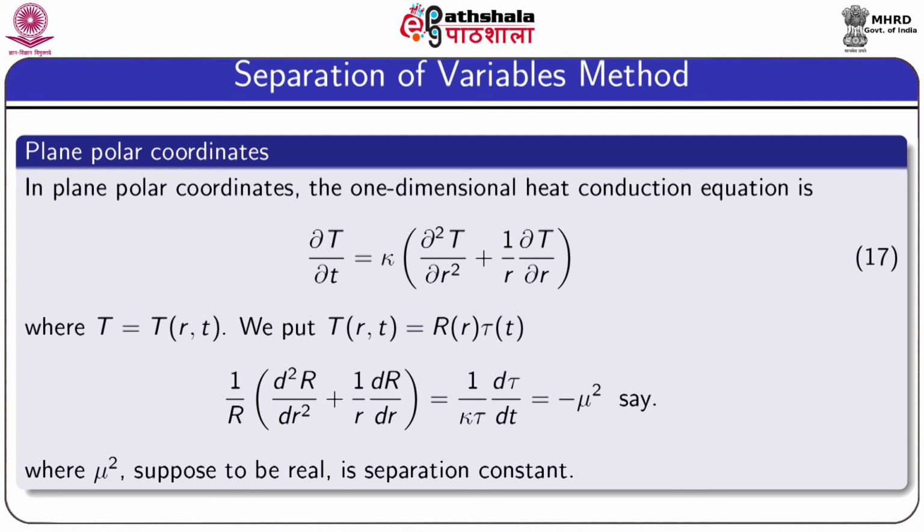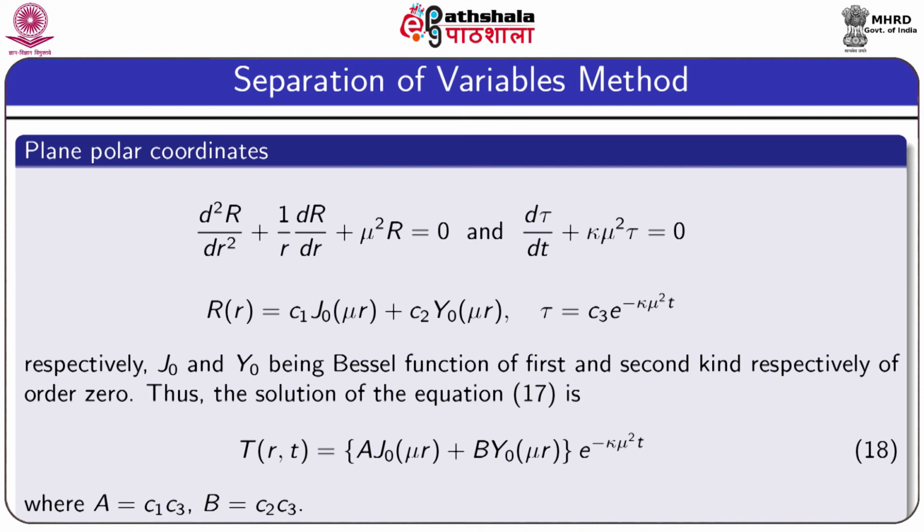mu square. So, this equals mu square and gives two ordinary differential equations, one in capital R and the other in tau. The equation in capital R is d2R dr square plus 1 by r dR dr plus mu square R equals 0, and the equation for tau is written here. The solution of the tau equation is very easy to find, and the solution is tau equals C3 e to the power minus kappa mu square t.